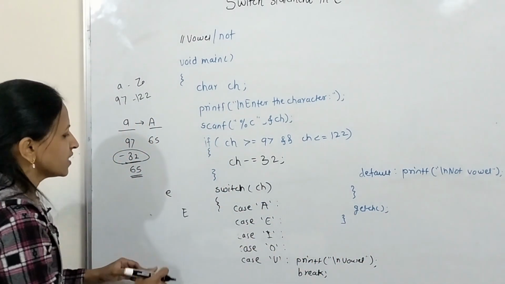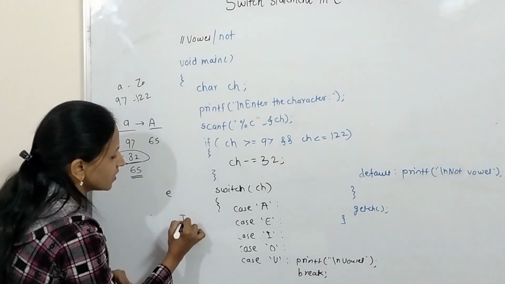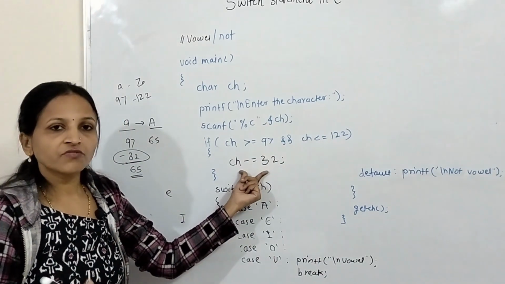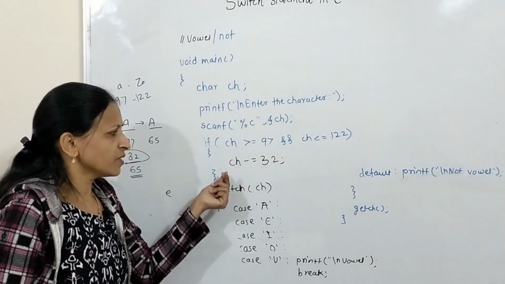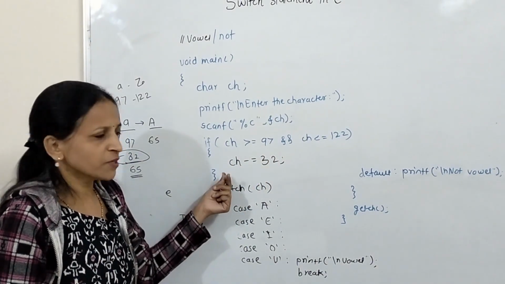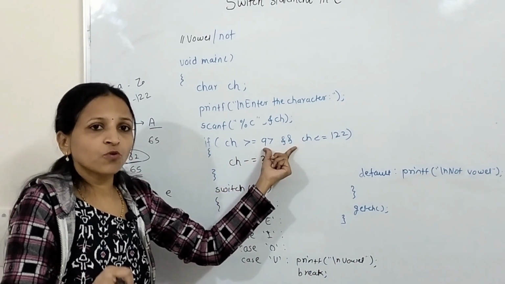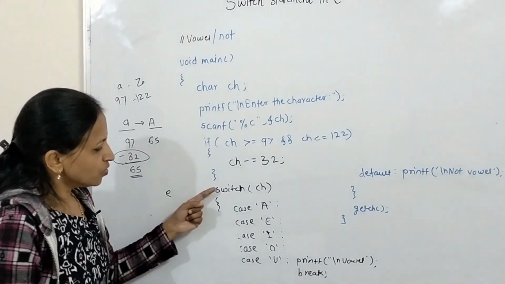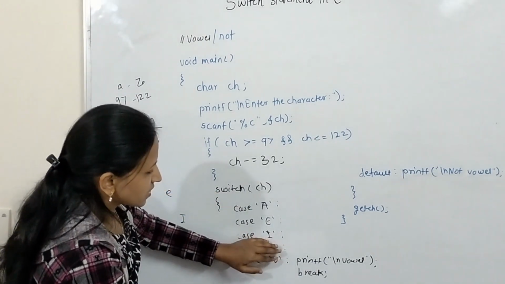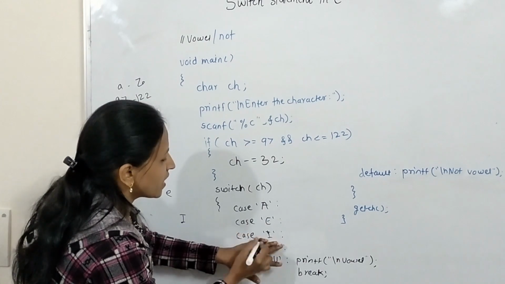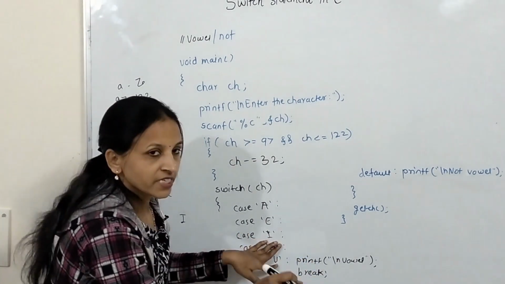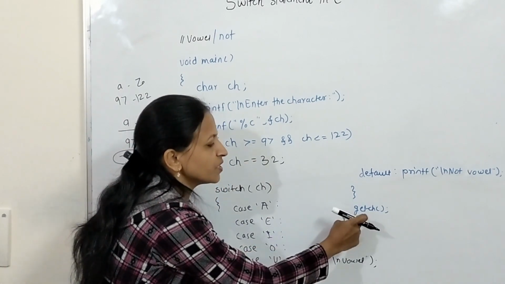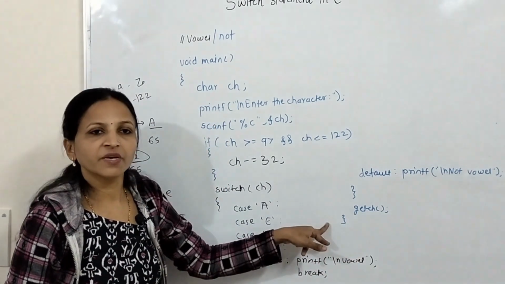Suppose the user has entered capital I, then this condition will become false. That's why this statement will not get executed, because this condition becomes true only for small case letters. Now switch ch has the value I, a match is found, the compiler will skip this part and execute all these statements till it gets break. It will execute printf vowel and break. That's why it will come here and execute this statement and stop.